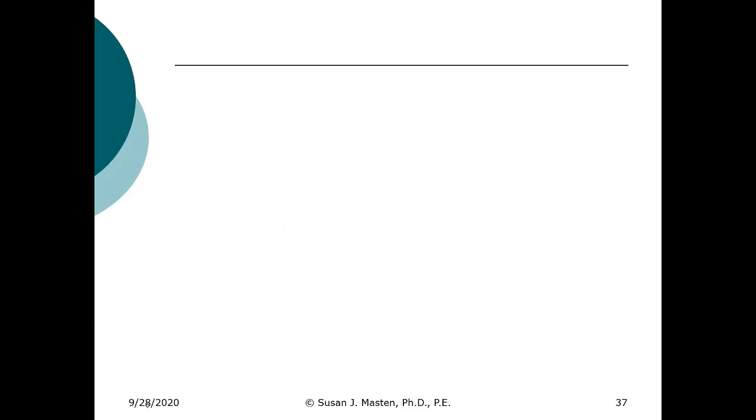Okay. So now what we want to do is we want to do a mass balance for calcium. So we're going to do another mass balance. So we have 30 milligrams per liter as calcium carbonate entering.